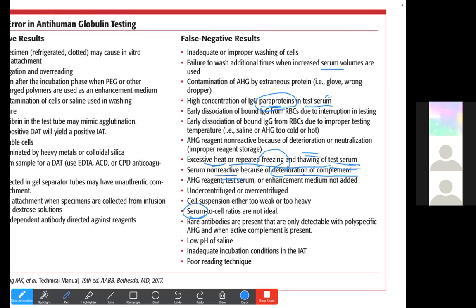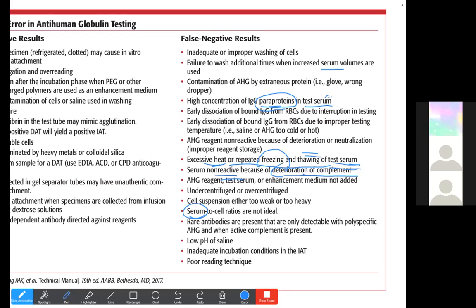And there could be other ways in which the complement may deteriorate, so that the complement specific antibodies may not be detected, because the complement has deteriorated in the serum because of testing being performed too late, and the repeated freezing and thawing of it. And a heavy amount of paraproteins in the serum may also lead to deterioration of the serum sample.